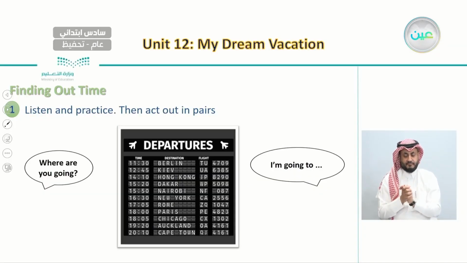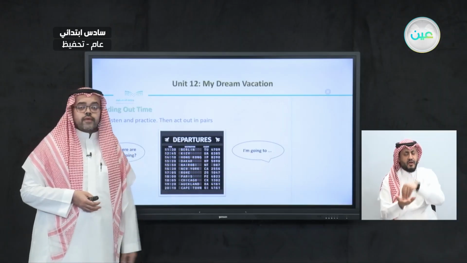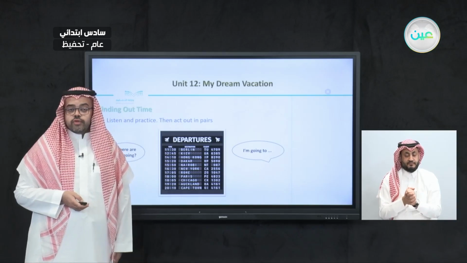And then after using I am going to, we name the city or the place. I'm going to Riyadh, I'm going to Rome, I'm going to Paris, I'm going to New York. It is important that when you start using going to in an answer, you follow it directly with the name of the place.